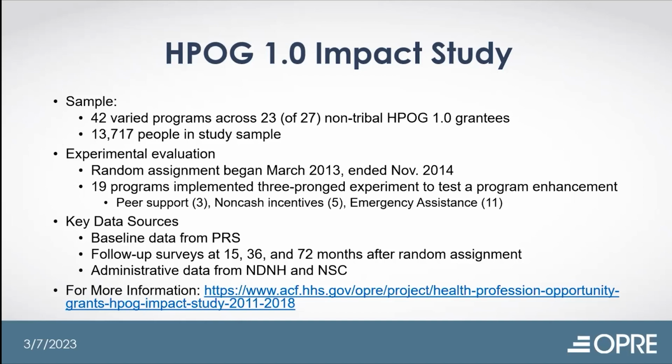As I mentioned, 19 of the programs participated in this 3-arm test, and our key data sources from the impact study are baseline data from PRS, follow-up surveys at 15, 36, and 72 months after random assignment, and administrative data from NDNH and the National Student Clearinghouse.